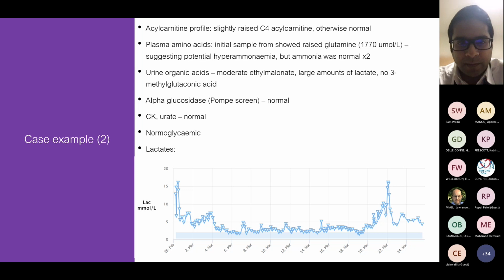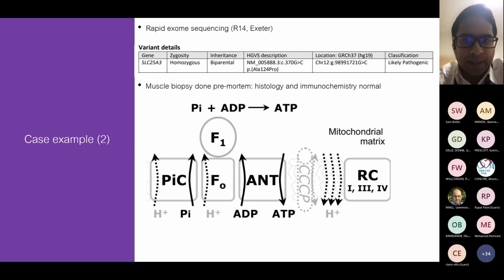and this, despite inotropic support and good perfusion with that, continues to persist, and so we felt that it was a primary lactic acidosis. And actually, in this case, the diagnosis we achieved from the R14 rapid exome, where we sent to Exeter, and we found homozygous variants in this gene, which encodes the mitochondrial phosphate carrier.